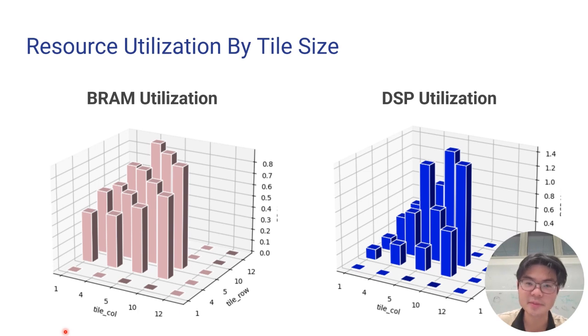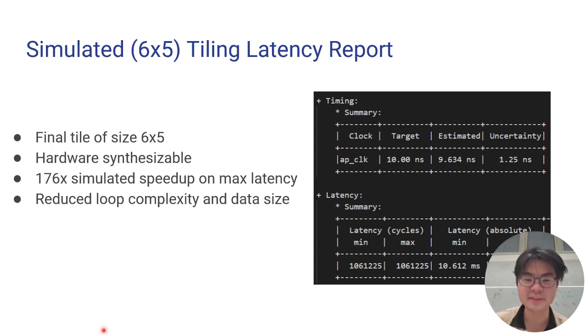To determine the optimal tile size, I experimented with various tile sizes on the x-y axis and observed both the BRAM and DSP utilization. From both figures, there is an exponential increase in the number of BRAMs and DSPs, respectively, as the tile size grows. I experimented with these tile sizes, checking both the synthesizability and the latency of the design for the final simulation. After synthesizing the design, the final tile size I decided on had 6x5 dimensions.